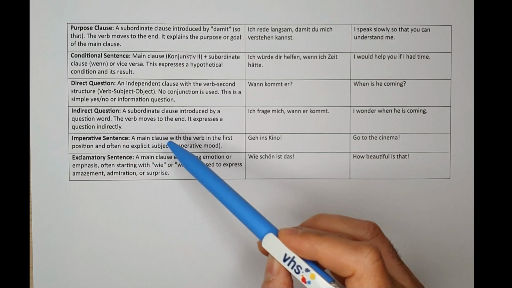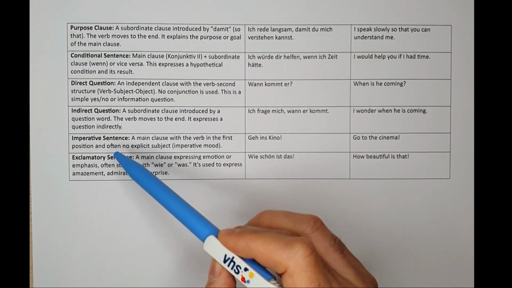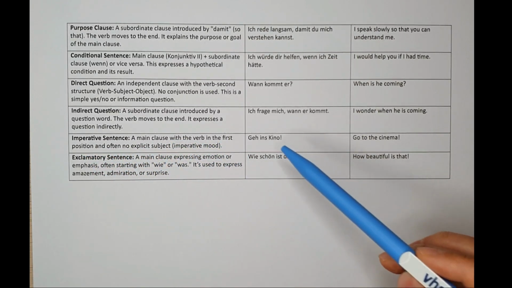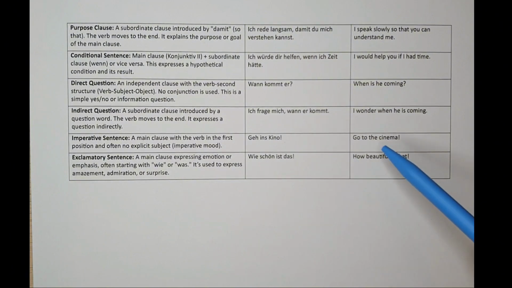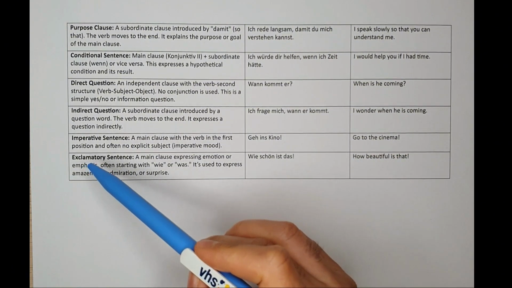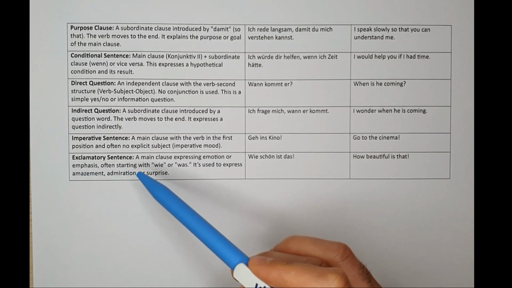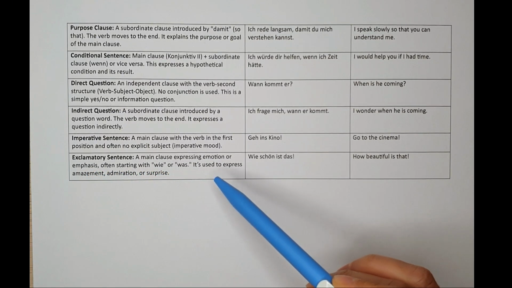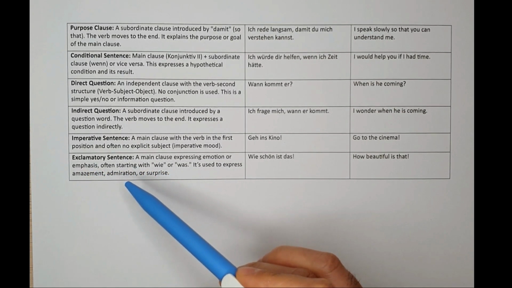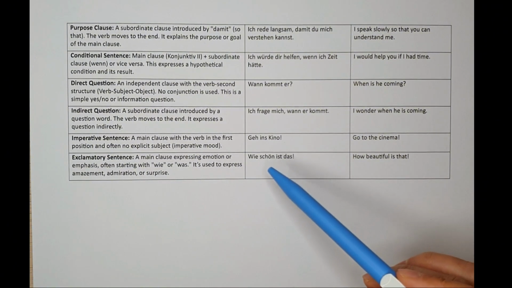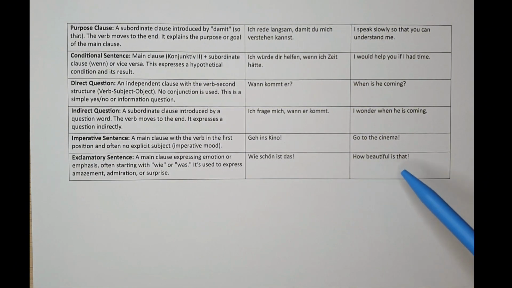Imperative sentence. A main clause with the verb in the first position and often no explicit subject. Geh ins Kino. Go to the cinema. Exclamatory sentence. A main clause expressing emotion or emphasis, often starting with wie or was. It is used to express amazement, admiration, or surprise. Wie schön ist das? How beautiful is that?